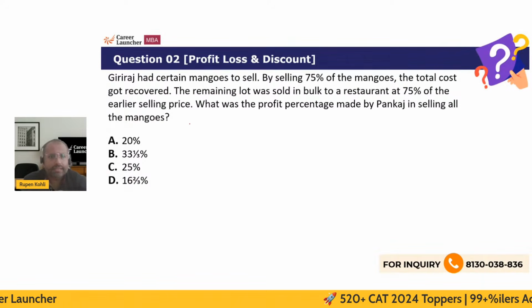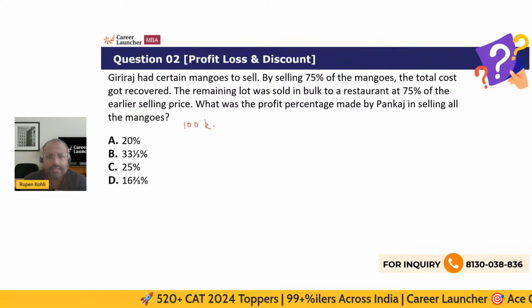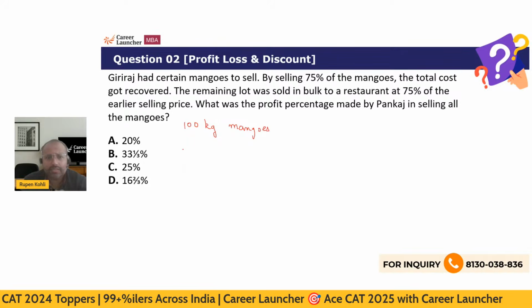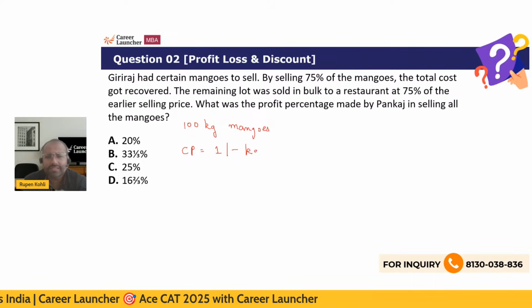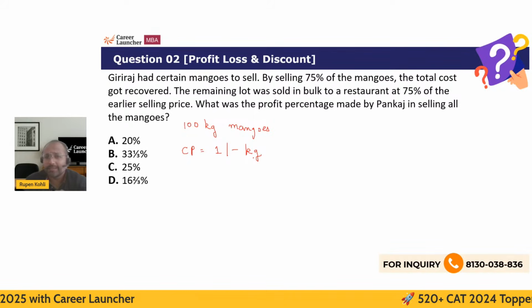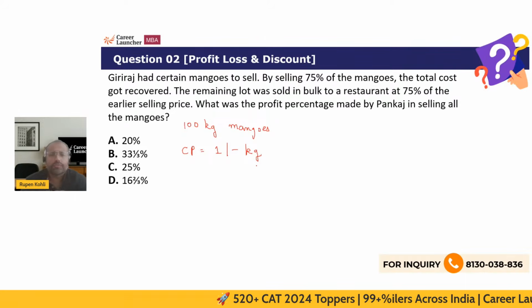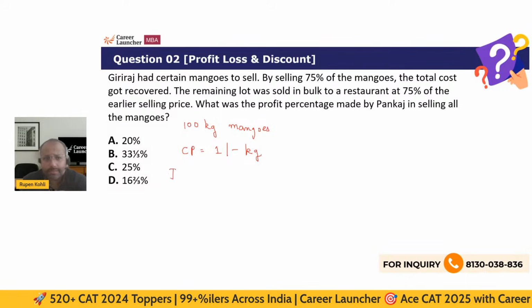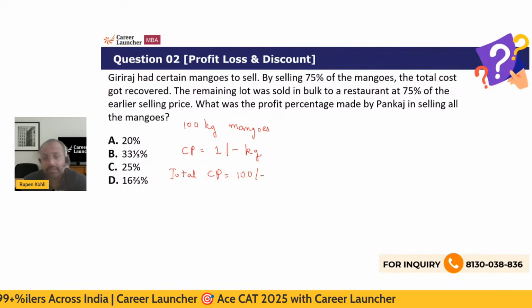I'll assume that Giriraj had, let's say, 100 kg of mangoes to sell, and let's say his cost price was 1 rupee per kg. Now I know this is very ludicrous, right? They are never less than 100 bucks, but it's just maths, right? It doesn't matter, so 1 is just a notional value. Cost price is 1 rupee per kg, so total CP is simply 100 rupees, 100 into 1.